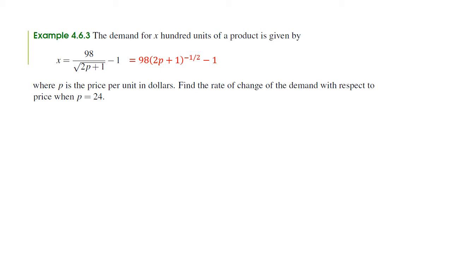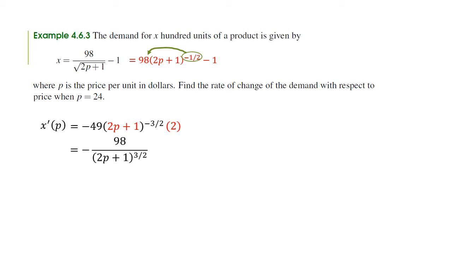Okay. The rate of change of the demand with respect to the price is the derivative of x with respect to p. Following the chain rule, we have negative 1/2 times 98, which is negative 49, times 2p plus 1, to the power of negative 1/2 minus 1, which is negative 3/2, and then times the derivative of 2p plus 1, which is 2. And the derivative of 1 is 0. So we have only this. And then simplify it, and it would be negative 98 divided by 2p plus 1, to the power of 3/2.